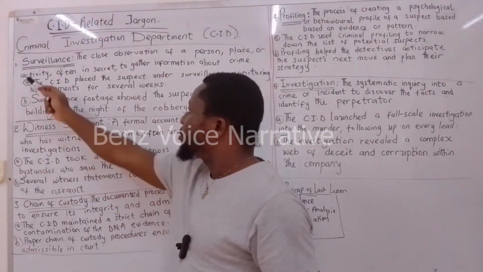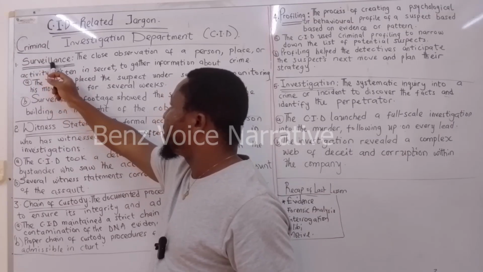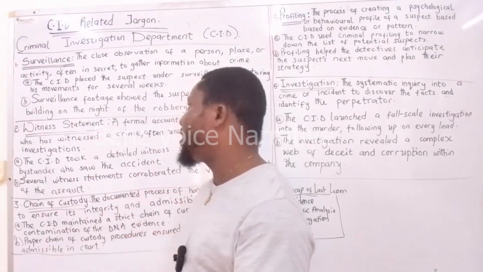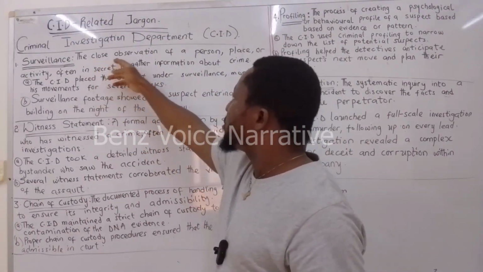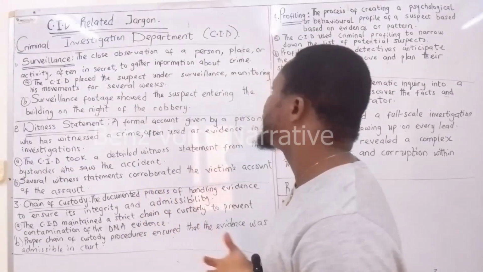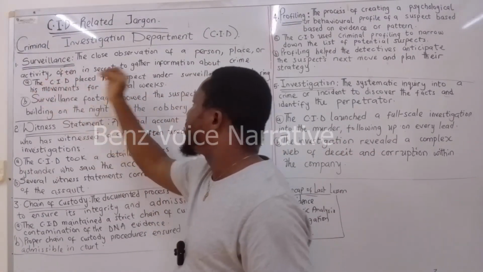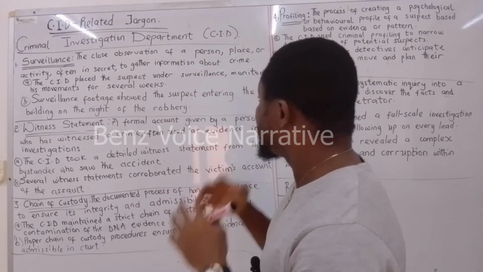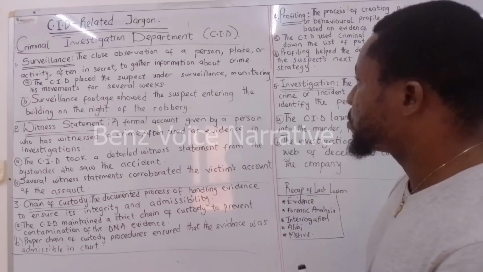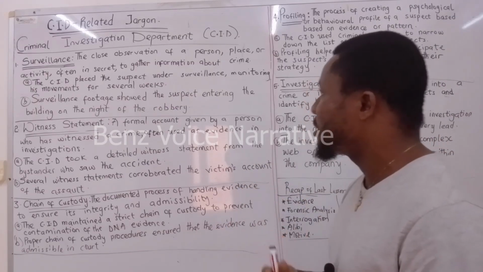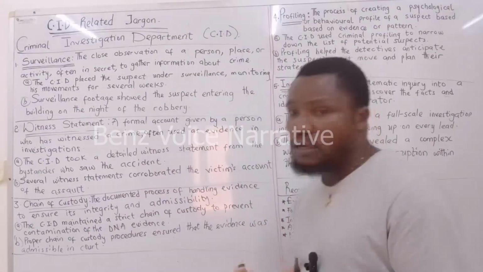So we're starting with surveillance. So what does surveillance mean? Surveillance is the close observation of a person, a place, or activity, often in secret, to gather information about a crime.